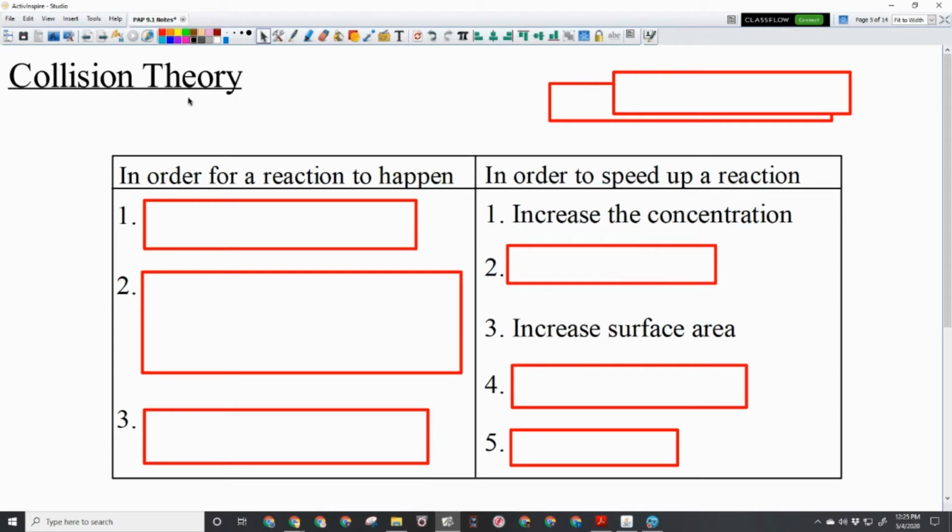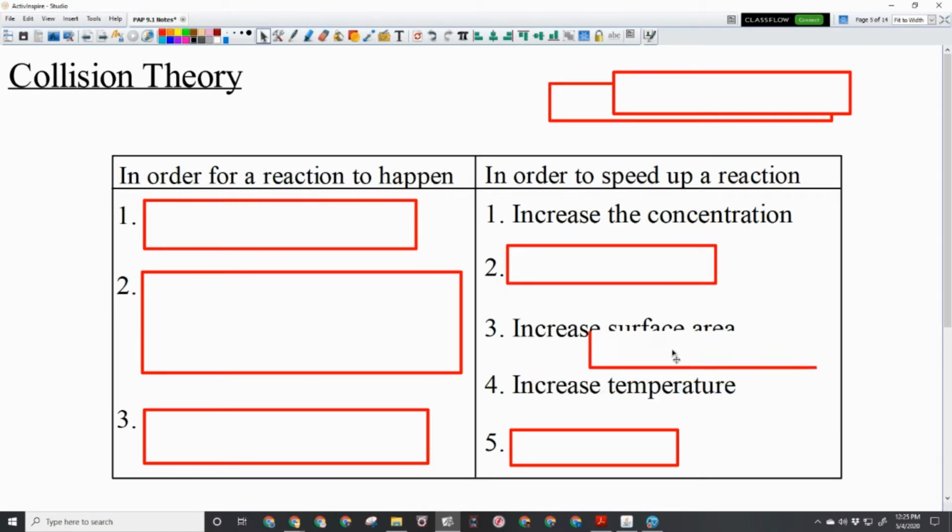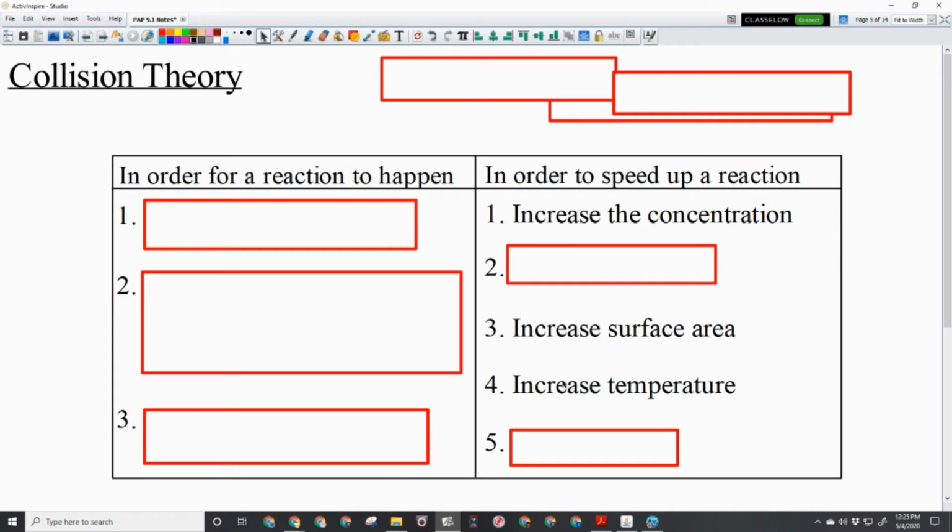And we already talked about that. The peppermint, grinding up the peppermint, we're increasing the surface area. So it's going to increase the speed of the reaction between the saliva in your mouth and the melting of the sugar.